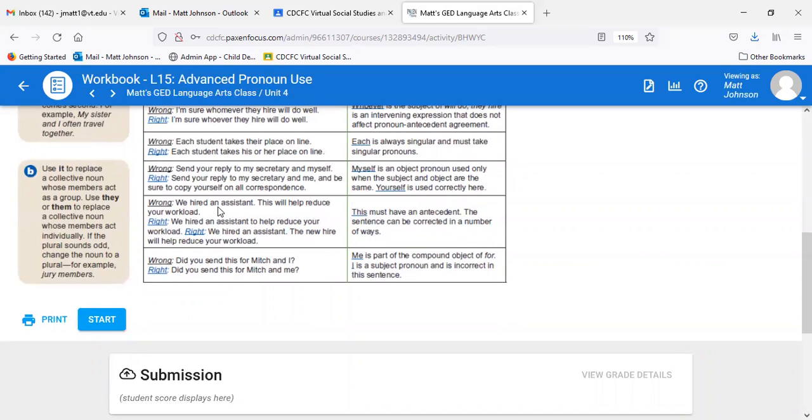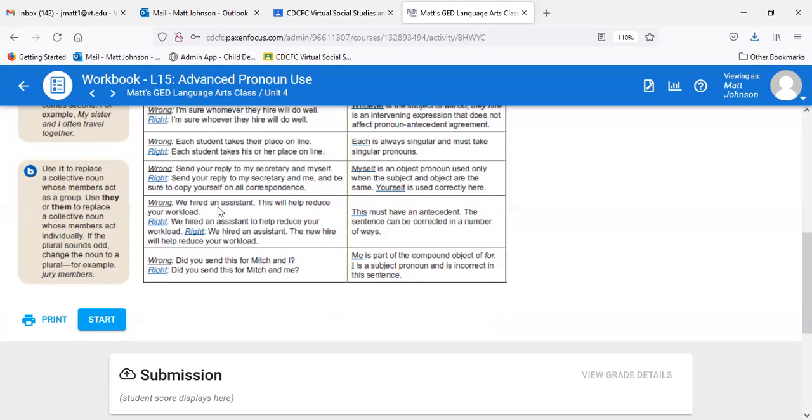We hired an assistant. This will help reduce your workload. This must have an antecedent. This is what we were talking about before. You need more information there. The sentence can be corrected in a number of ways. So they give us two examples. We hired an assistant to help reduce your workload. And we hired an assistant. The new hire will help reduce your workload. So you have to be careful how and when you use this.